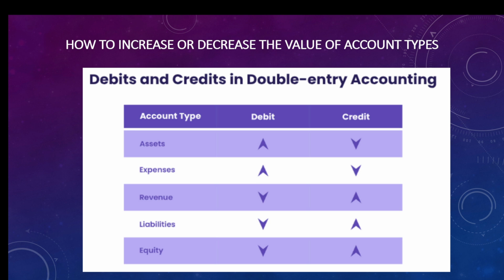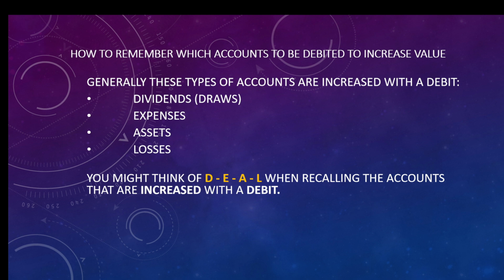Okay. Now, how do we remember the accounts which need to be debited? That's a very simple trick, and I'm sharing it here. Generally, these types of accounts are increased with a debit: dividends, expenses, assets, and losses. We can remember that using the keyword DEAL when recalling the accounts that are increased with a debit. So DEAL means dividends, expenses, assets, and losses. When we want to increase them, we debit these types of accounts.